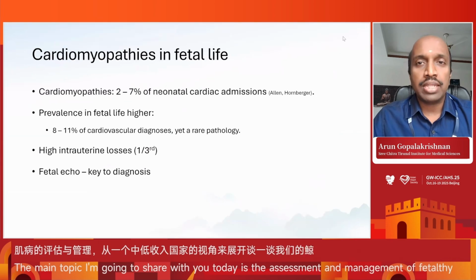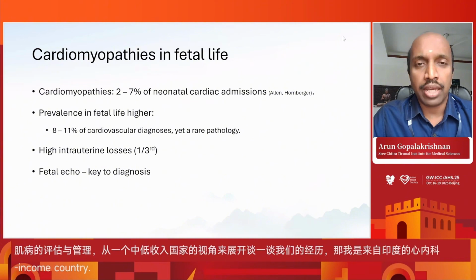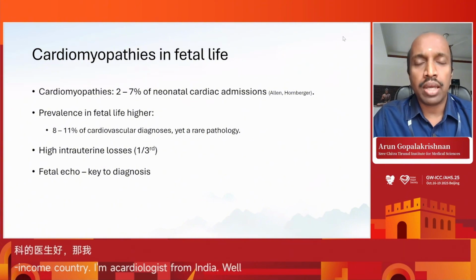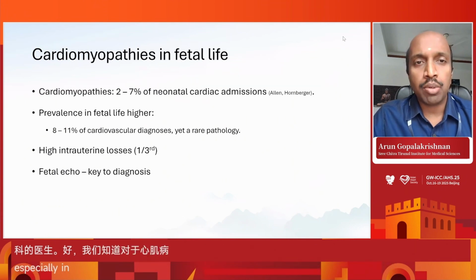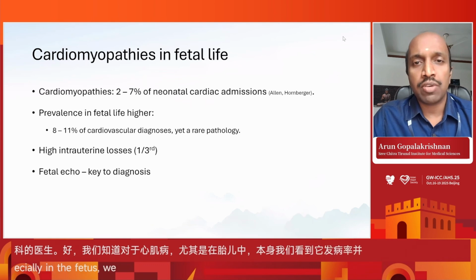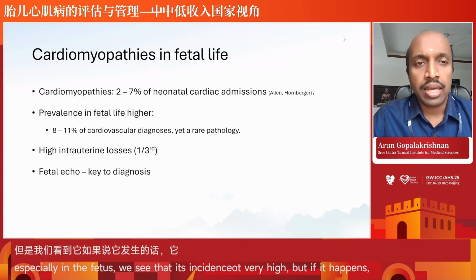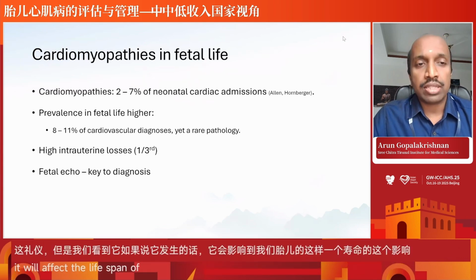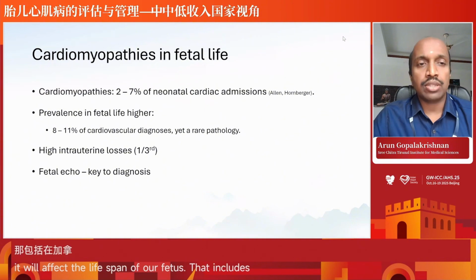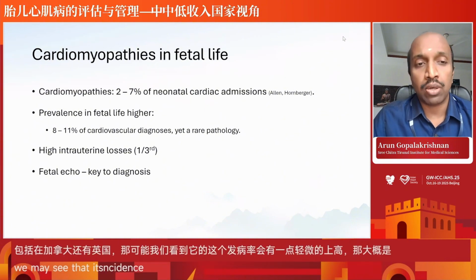So, cardiomyopathies in fetal life are an extremely unusual diagnosis and not commonly encountered in routine cardiac practice as well. That is what makes this topic interesting. It has been reported to be seen in 2 to 7% of neonatal cardiac admissions in series from Canada and the UK in neonatal life. However, the prevalence in fetal life is reportedly higher. It constitutes 8 to 11% of cardiovascular diagnosis, yet it constitutes a rare pathology.